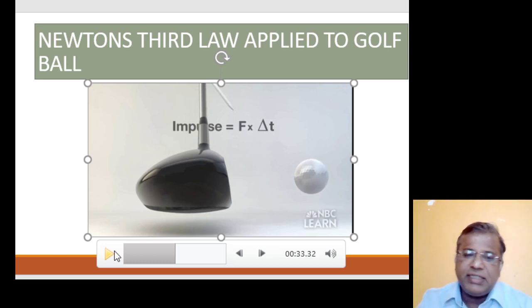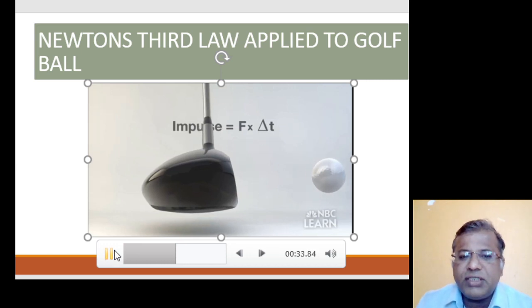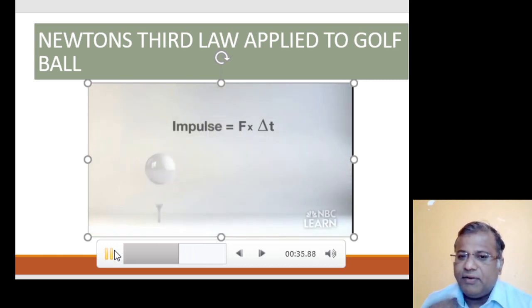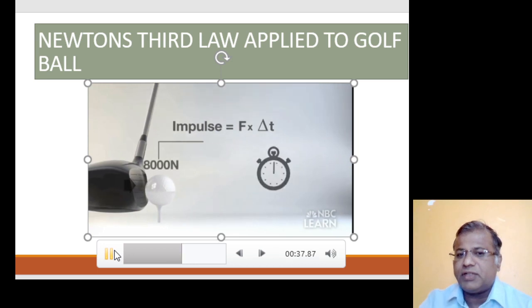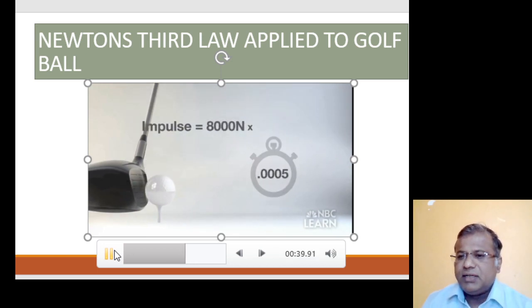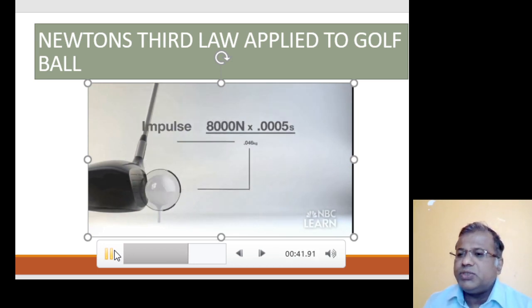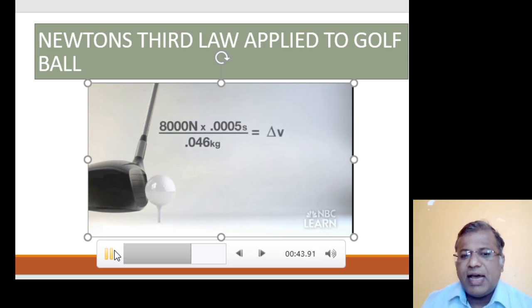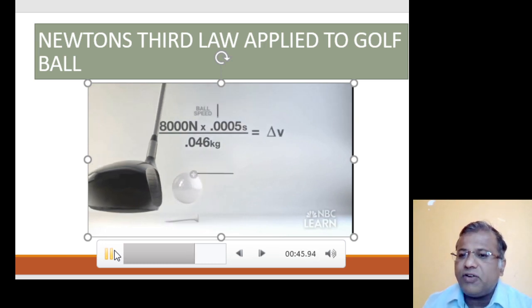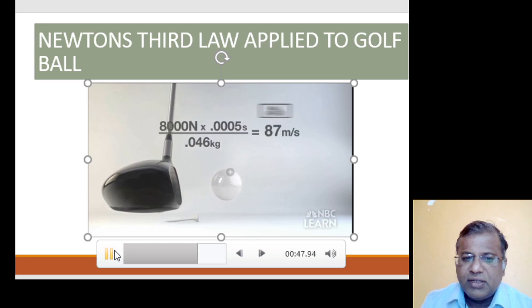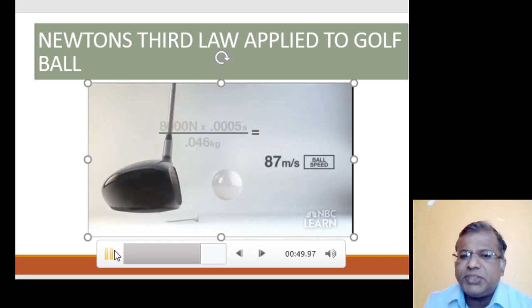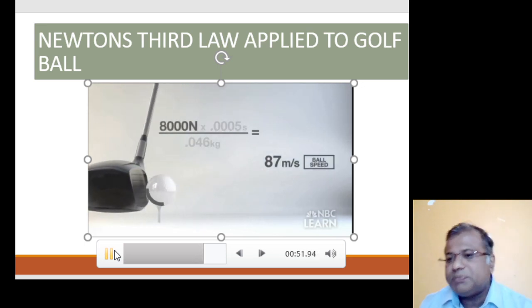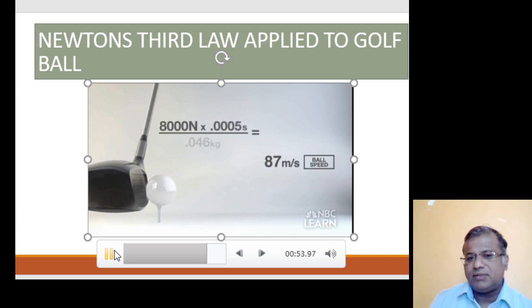And a bit of physics here, we'll just see that we discussed this force. A calculation will tell that when it hits with a force of 8000 newton, say it hits for 0.005 seconds, and this golf ball is just 46 grams, it creates a rough speed of how much? 87 meters per second. If you see the calculation there, right?